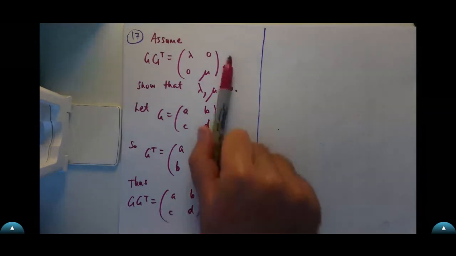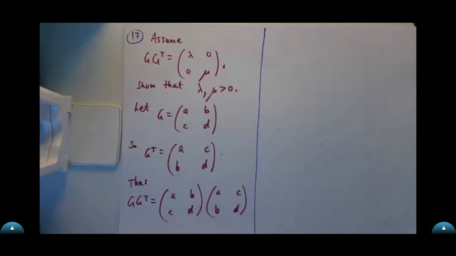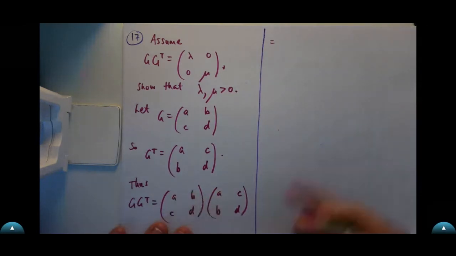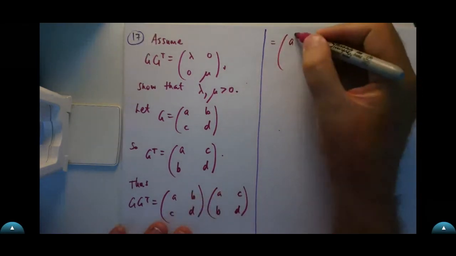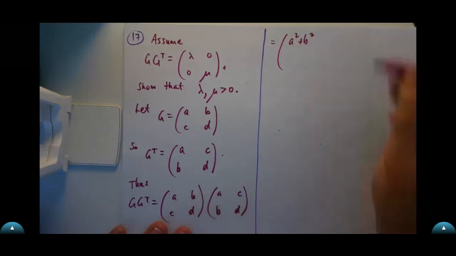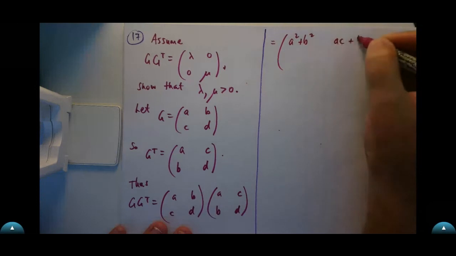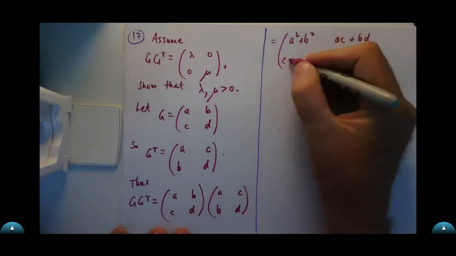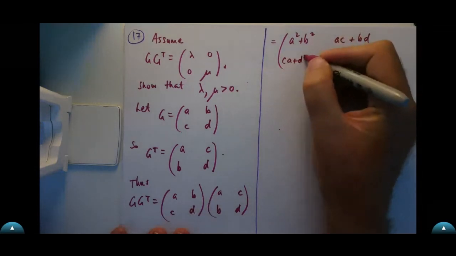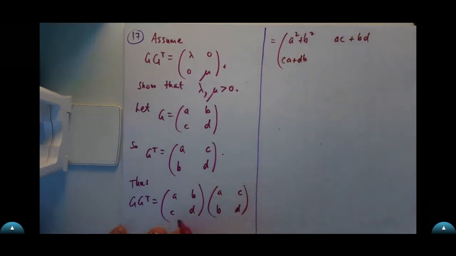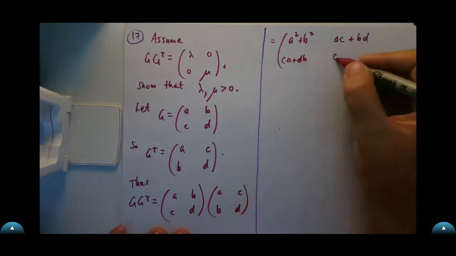Okay, so let's work this out. And we know it's got to be equal to this diagonal matrix. All right, so A squared plus B squared. AC plus BD. CA plus DB. Okay, so if you look, they're the same. And then for the last one, C squared plus D squared.